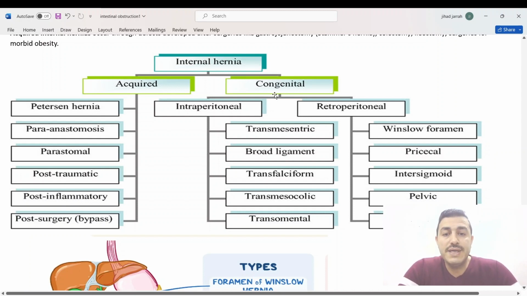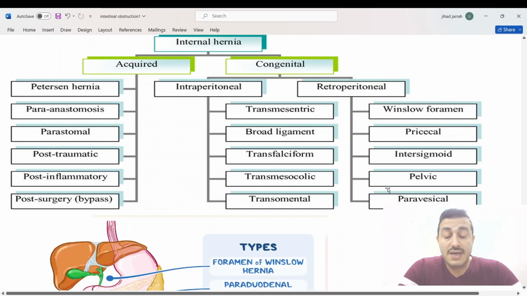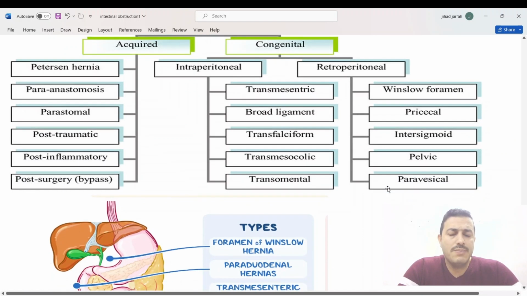Congenital hernias of these can be the transmesenteric, the broad ligament hernia, transfalciform hernia, transmesocolic, transomental hernia. These are intraperitoneal, while retroperitoneal ones are through the foramen of Winslow, through the pericecal, through the intersigmoid, and pelvic and paravesical hernia. These all are types of hernia.